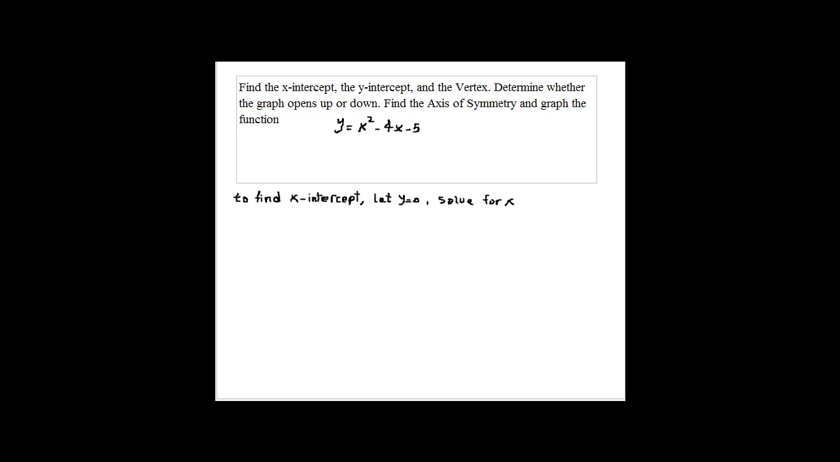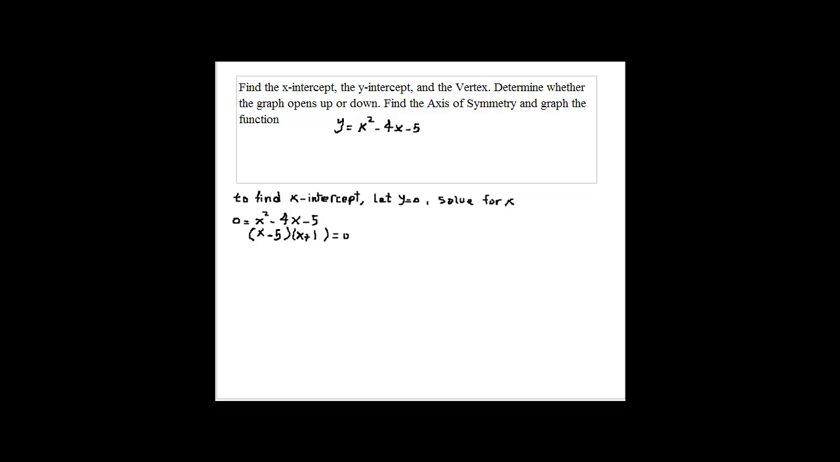Here I get 0 is equal to x squared minus 4x minus 5. Now, to solve this, I need to factor it. Chris, can you tell me how to factor this? That'll be x minus 5 times x plus 1. Great. So here we have x and x for x squared, 5 and 1, and we want the sum to be minus 4. So we have minus 5 and plus 1.